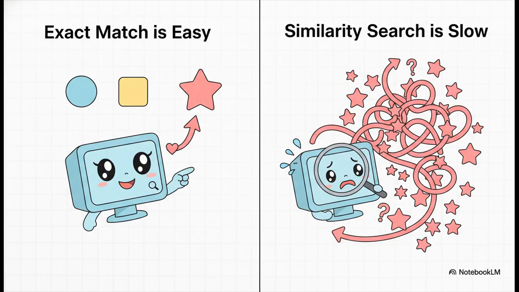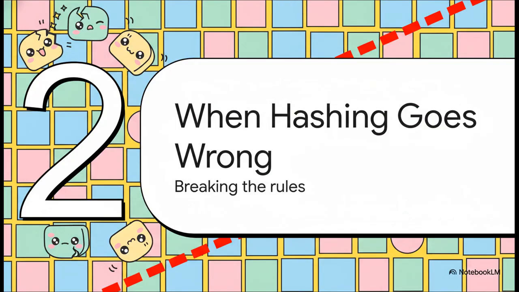No way. So, to tackle this massive problem, computer scientists looked at a standard tool they had, something called hashing. But, and this is where it gets really interesting, they decided to use it in a way it was never designed for. In fact, they decided they were going to break the number one rule of hashing.